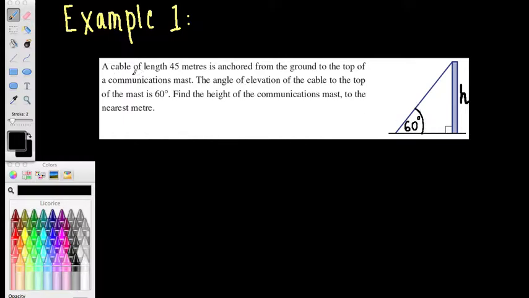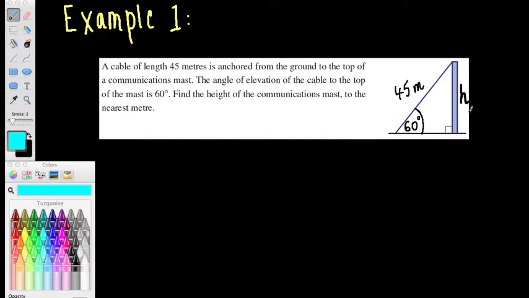And we were also given the length of the cable. The length of the cable, so it's attached down here and it goes all the way to the top there. So that is 45 meters long. Have a look what we've got here now. A right angle triangle, an angle. One side we're trying to find and another side given. You might like to pause here and see if you can work out the height.